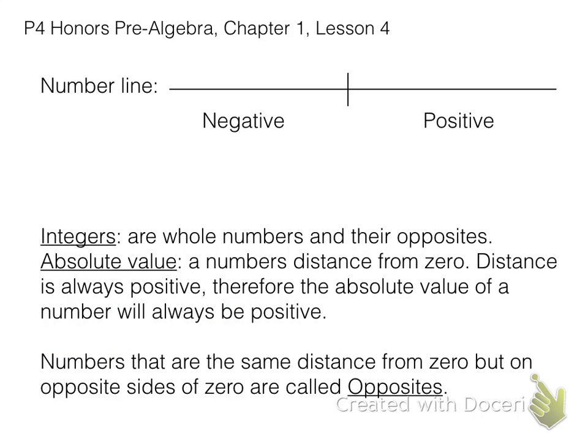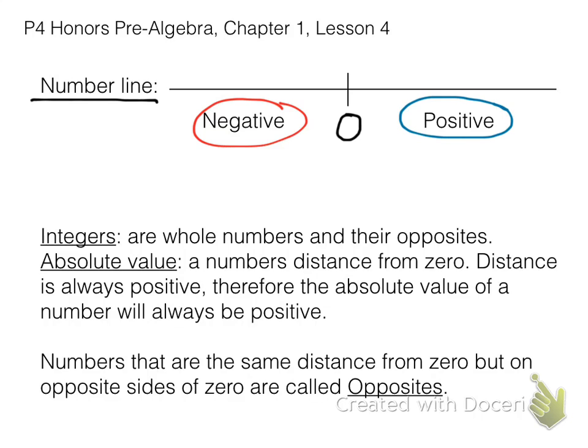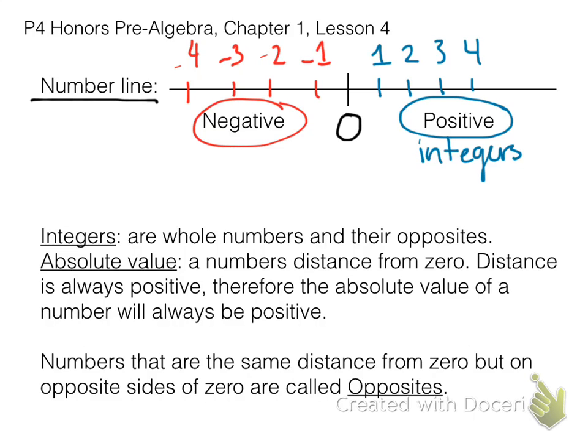Alright, next slide. So we're on to lesson 4. Just to review, if we have 0 in the middle, this is a number line by the way, positive numbers are on the right and negative numbers are on the left. So it would be like positive 1, 2, 3, 4, and this would be negative 1, negative 2, negative 3, negative 4. Alright? So integers are whole numbers and their opposites. These over here on the right side are the positive integers, and on the left side are their opposites, which are the negative integers.